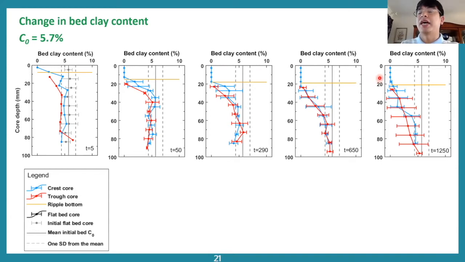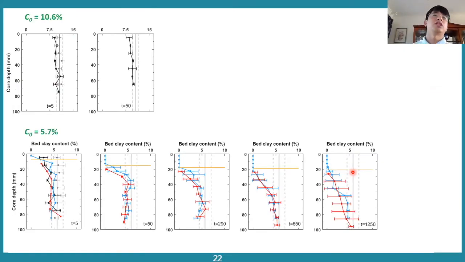over the bed mixed with clay and sand. Moreover, the sediment cores also demonstrate a downward expansion of the layer below the ripples losing clay content, even at the end of the experiment. So, for the initial clay content increased to 10.6%, at 50 minutes the bed still remained flat.